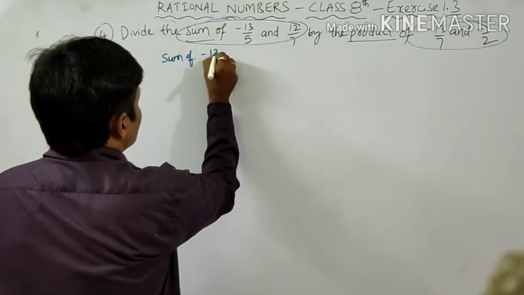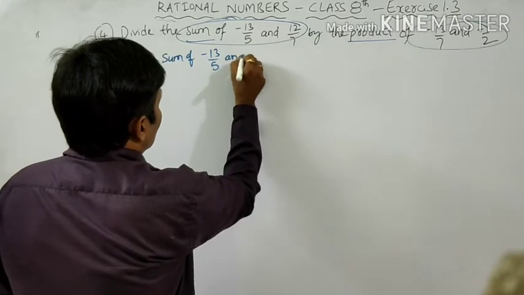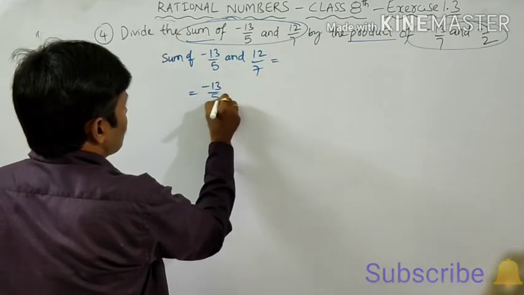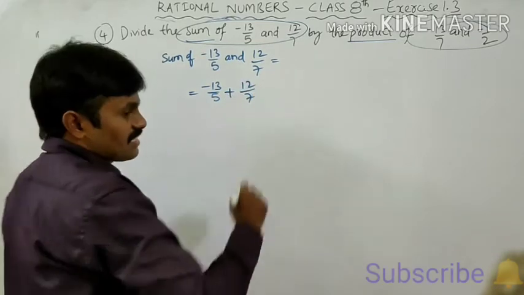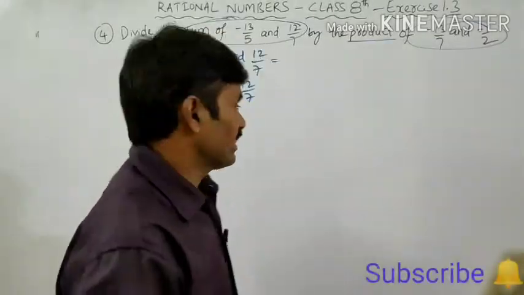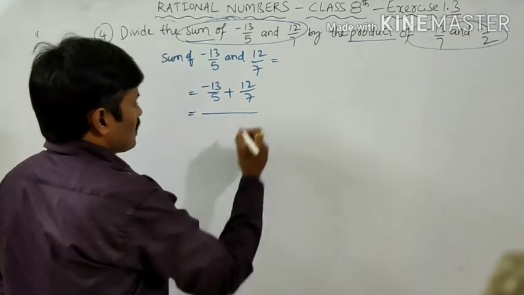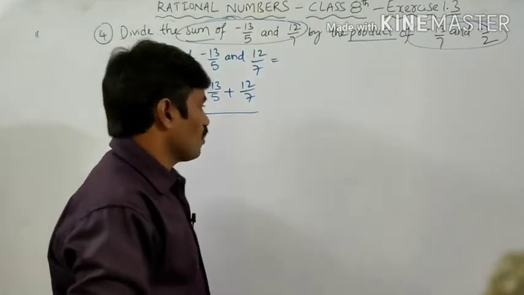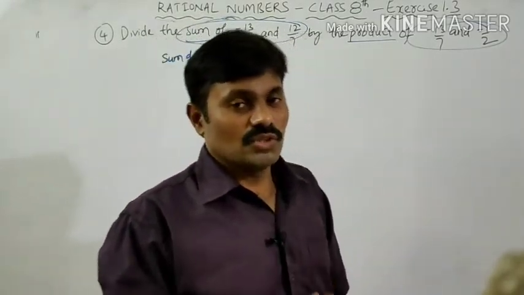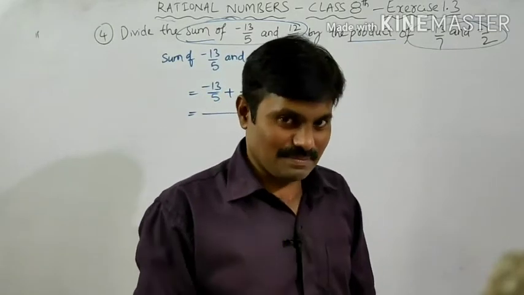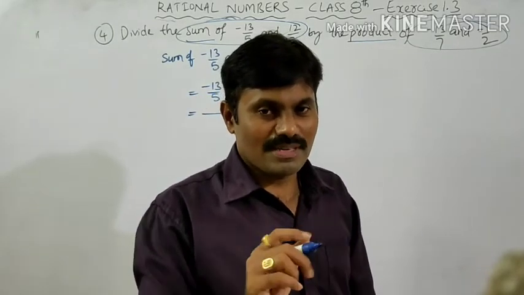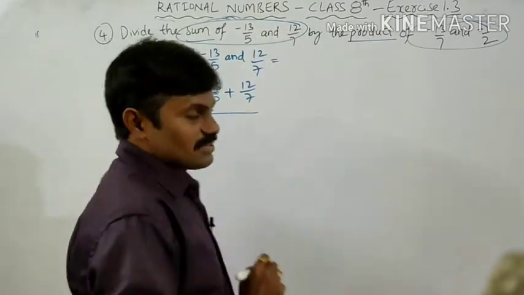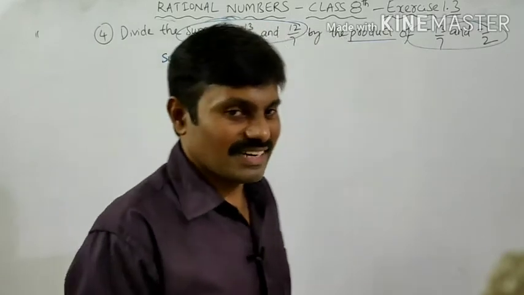So the sum of minus 13 by 5 and 12 by 7 is equal to how much? That is minus 13 by 5 plus 12 by 7. Is it clear? Now what is the LCM of 5 comma 7? Since 5 comma 7 has no common factor other than 1, their product is their LCM. So the LCM of 5 comma 7 is 5 into 7, that is equal to 35.